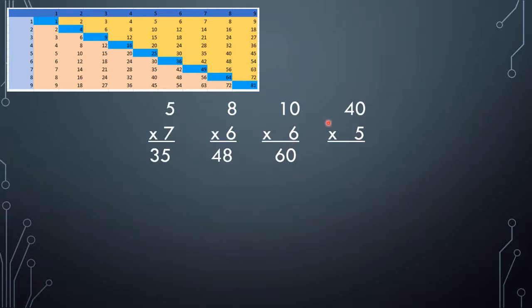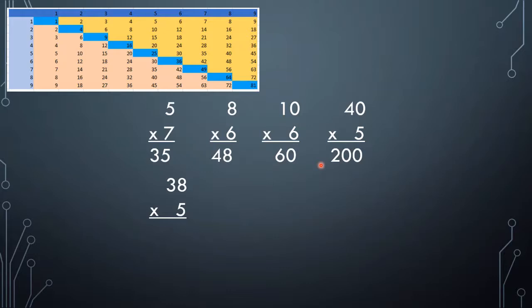And here, for example, 40 times 5. Do the same. You disregard first the 0, and then multiply the non-zero numbers. So 4 times 5, if you see here in the table, is 20. So you put 20 and then add the 0. That's why there's another 0 here.